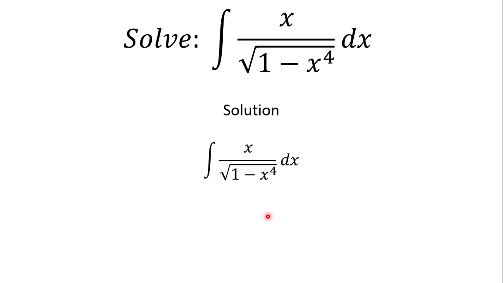I hope you are not confused. Alright, you just stay tuned to the very end of this video and you get to know what I'm talking about. So let's rewrite this one. x raised to the power 4 can be written as x squared all raised to the power 2. So let's write that one.